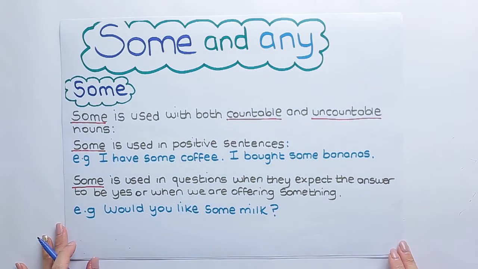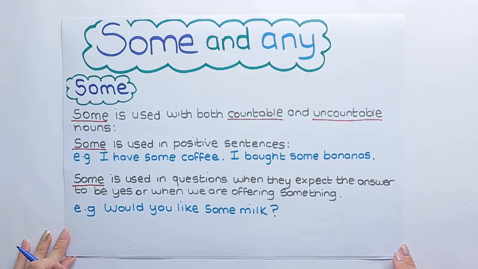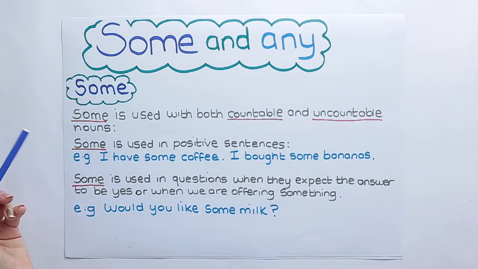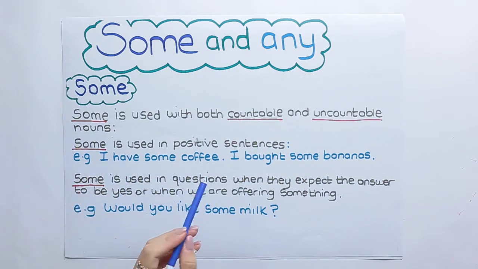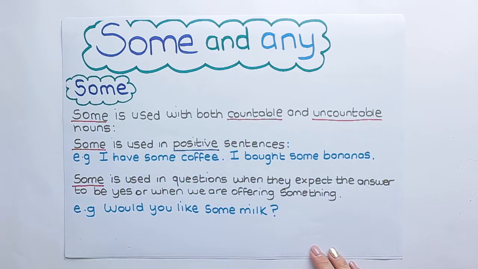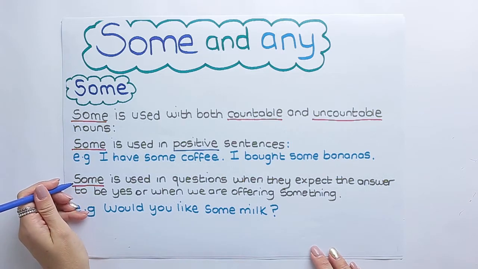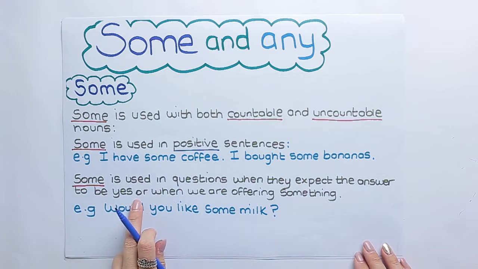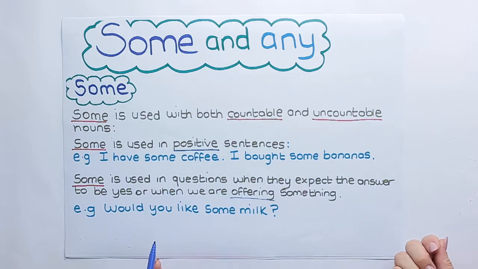Now let's look at some and any. Some is used with both countable and uncountable nouns. Some is used in positive sentences. I have some coffee. I bought some bananas. And some is used in questions when you expect the answer to be yes, or when you are offering something. Would you like some milk?